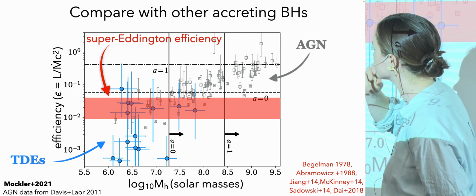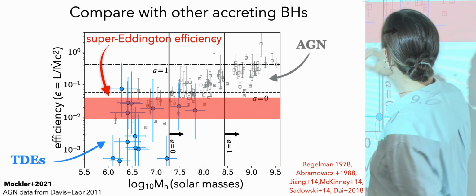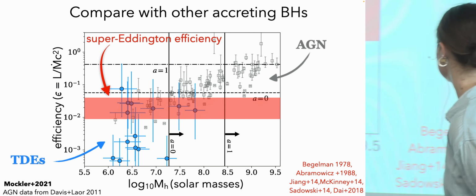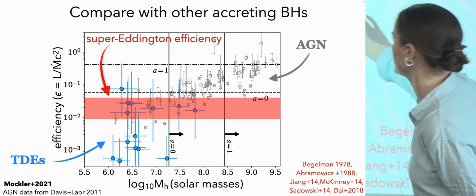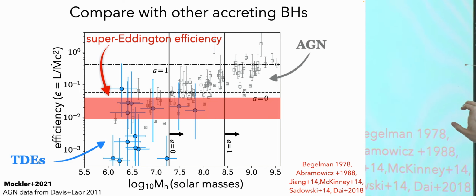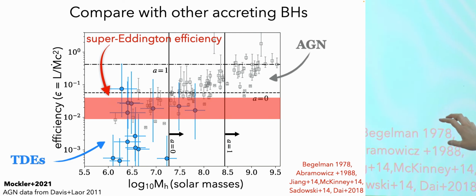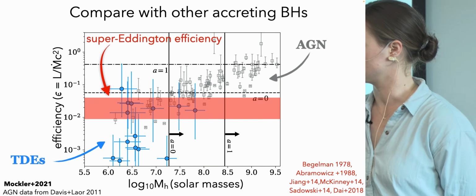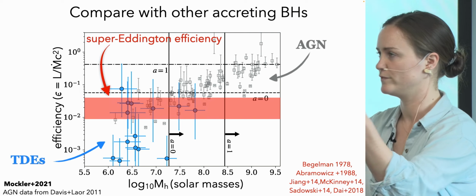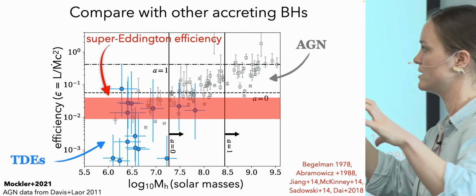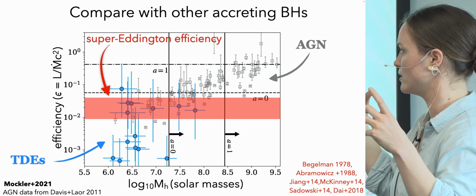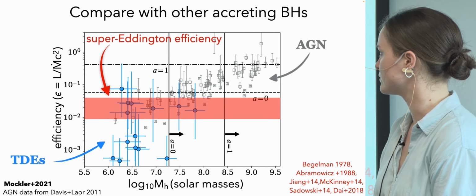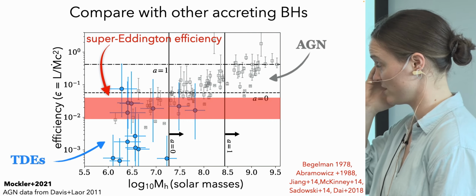I guess I'm wondering why you're labeling it super-Eddington. Oh, sorry. This is purely pulled from simulation papers of thick disks, so they're not TDE-specific simulations. These are simulations where they've arbitrarily chosen some disk setup that has a super-Eddington mass accretion rate, and then they estimate the efficiencies out of it.